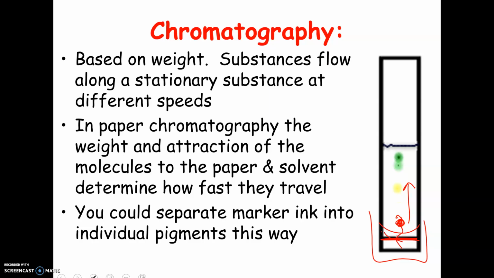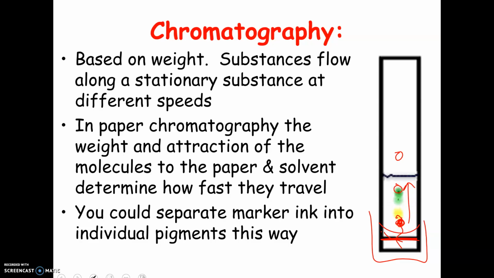In this case, this green at the top would be the lightest pigment, and this yellow here at the bottom would be the heaviest pigment. And so this can also be used to separate different gases. There's such a thing as gas chromatography, but we will actually be doing chromatography in class, and we'll be using marker ink, so you can see how marker ink can be separated into different colors.